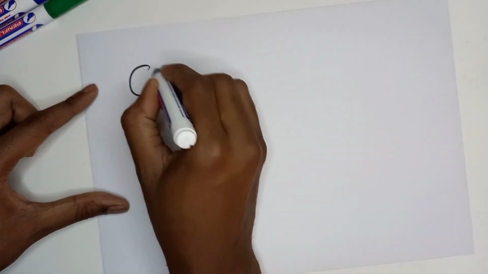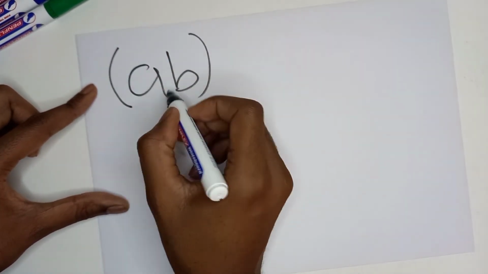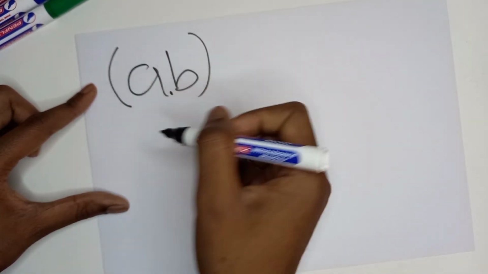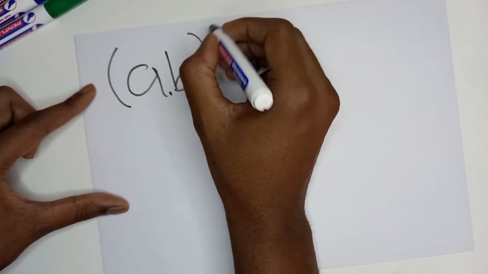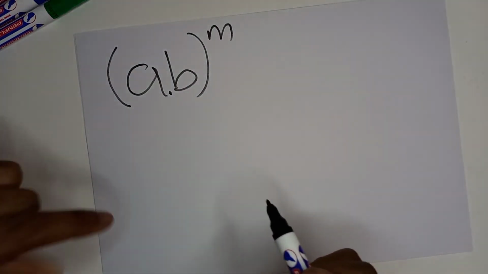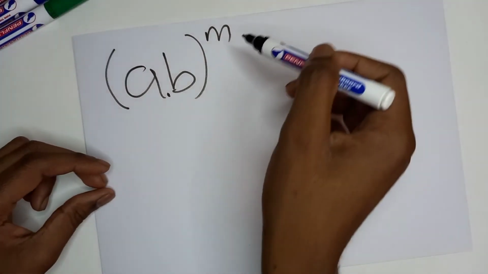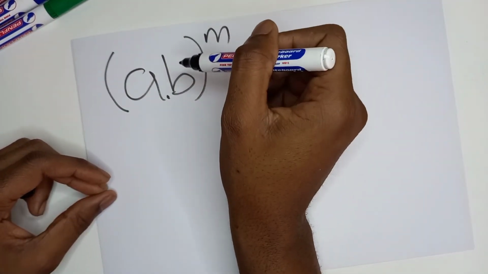The next exponential law that we're going to deal with is when we have two numbers as the base and one exponent. Say you have a and b, and remember when it's written like that, it's multiplied: a times b, all to the exponent of m. What happens here is the same rule that we did in law number 3, where we multiply the exponent outside with the exponent inside.